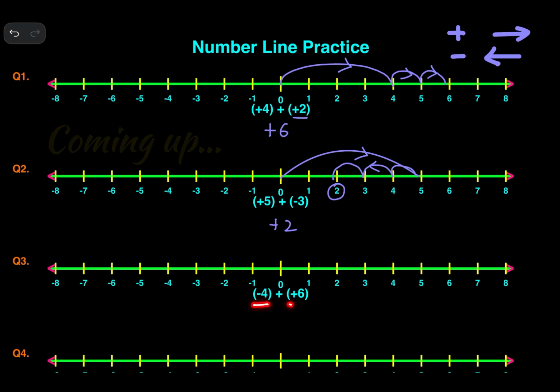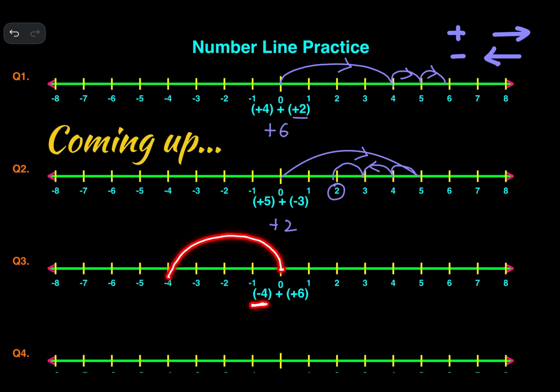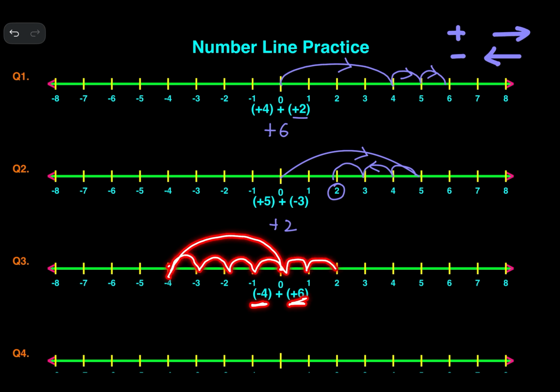Negative 4 and positive 6. Negative 4. So first we will straight make a jump to negative 4. Here, exactly like what there is over here. Now positive 6 means we have to move towards the right or left. We have to move towards the right. How many steps? 6 steps. 1, 2, 3, 4, 5, 6. And our answer is positive 2.